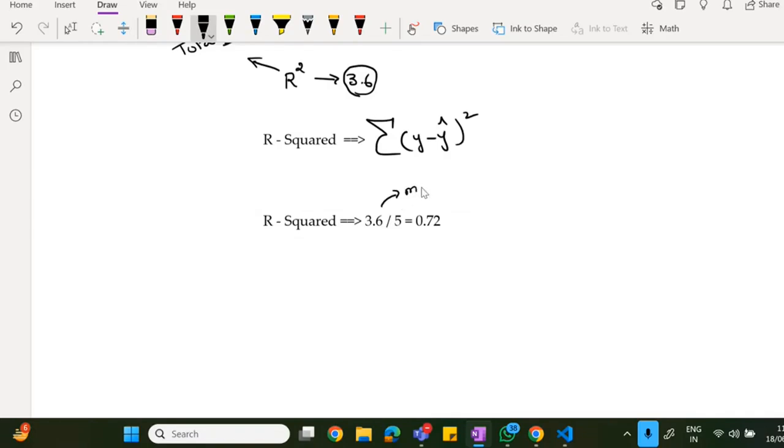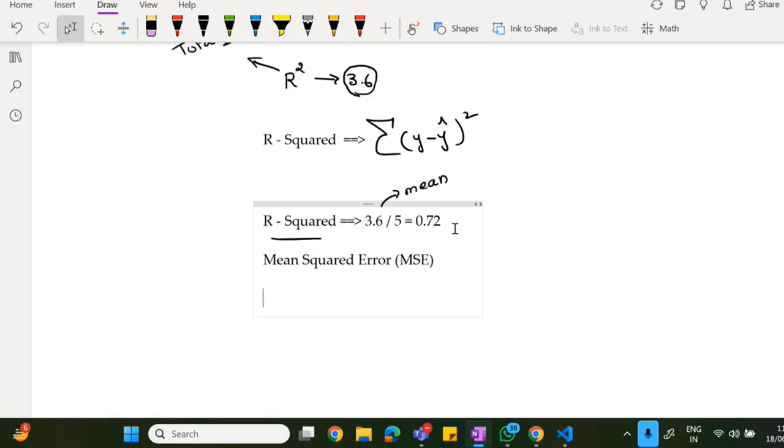This we call the mean. We calculated the mean. So after applying the mean to this R square, which is 3.6, we call it the mean square error, also represented as MSE. Mean square error. Got it?